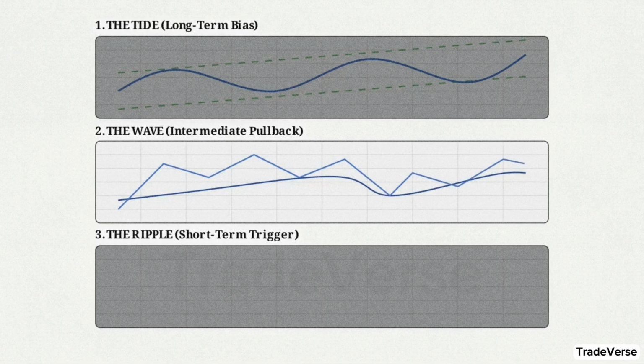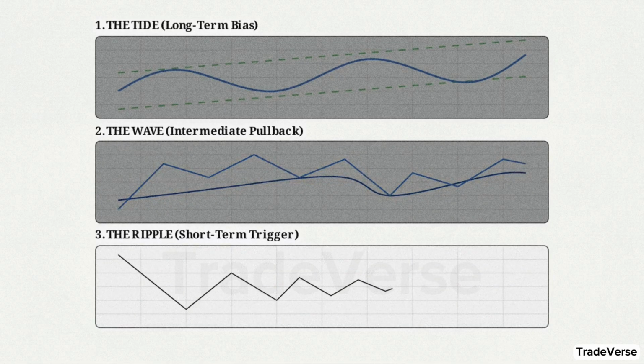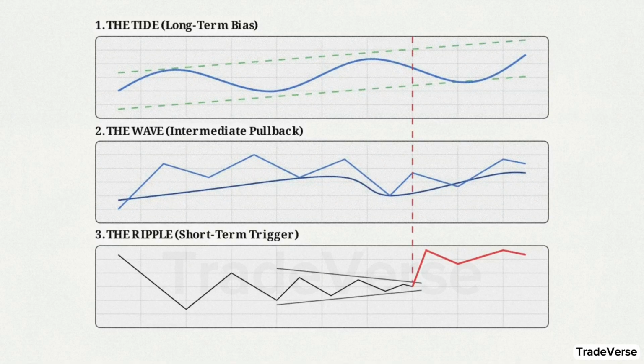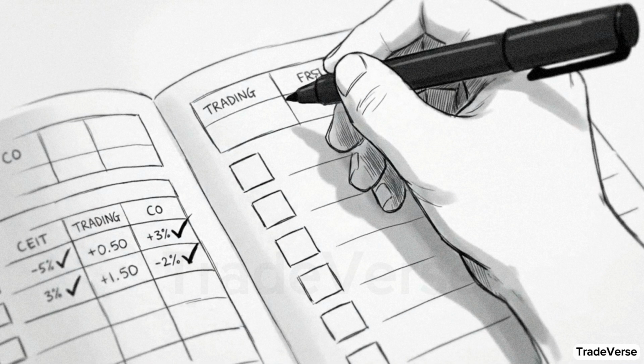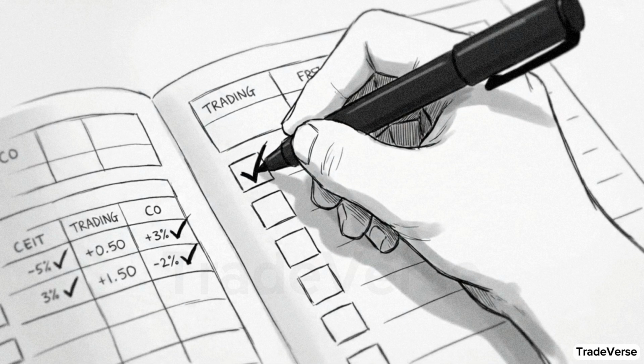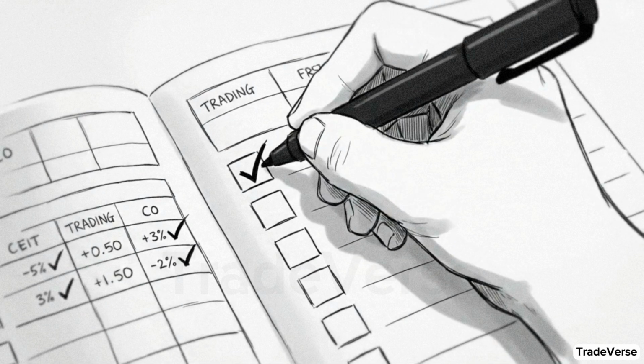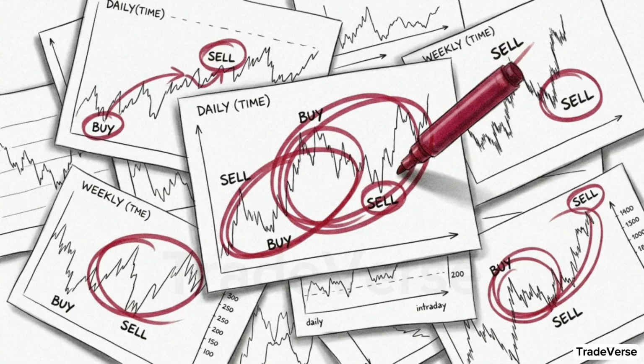To make this system effective, you must pick one specific timeframe combination and stick with it for at least 30 to 50 trades. Constant switching introduces new inconsistencies that make it impossible to measure your edge. This funnel process forces you to wait for absolute alignment, filtering out high-risk noise before you ever commit capital.